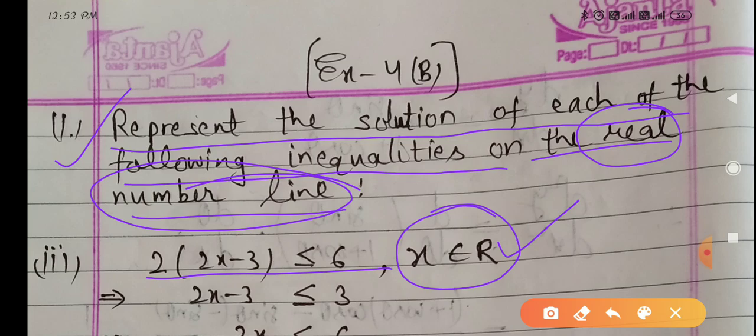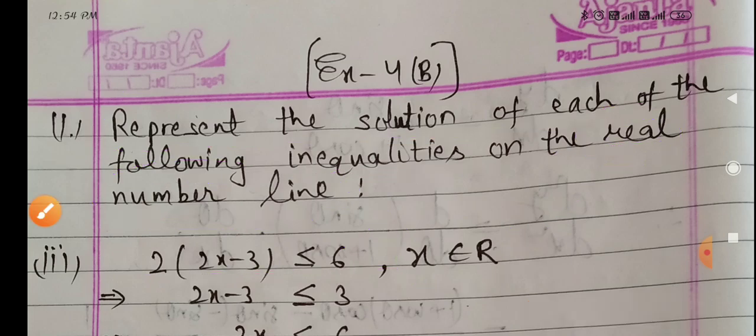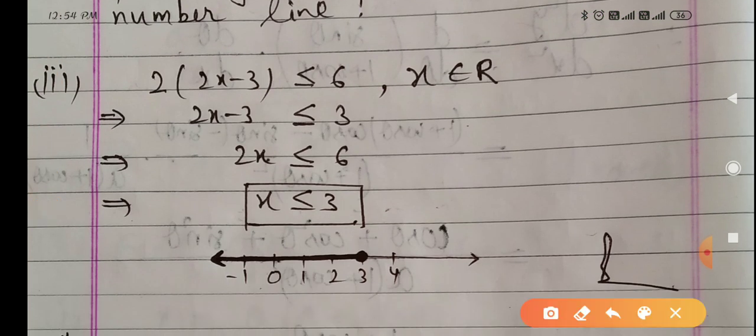So first of all you solve the given inequation. Divide both the sides by 2, then you will get 2x minus 3 is less than or equal to 3. Now when you take 3 from LHS to RHS then you will get 2x is less than or equal to 6. Now you divide both the sides by 2 then you will get x is less than or equal to 3.